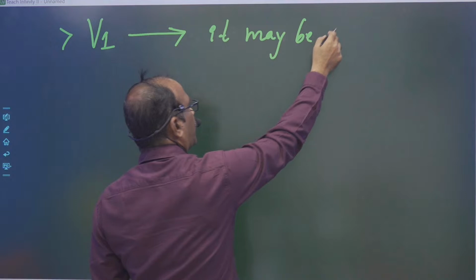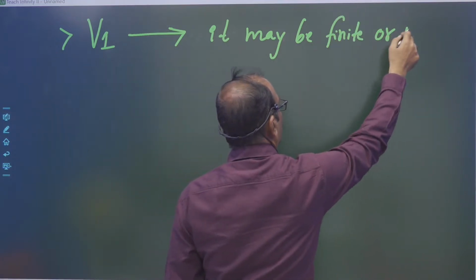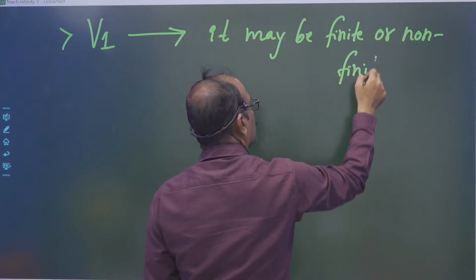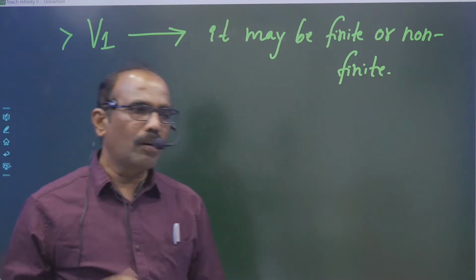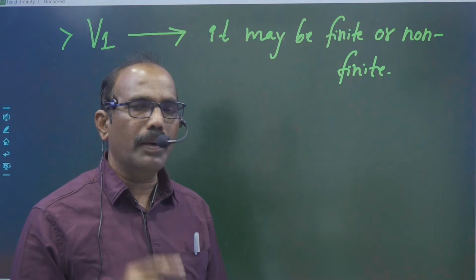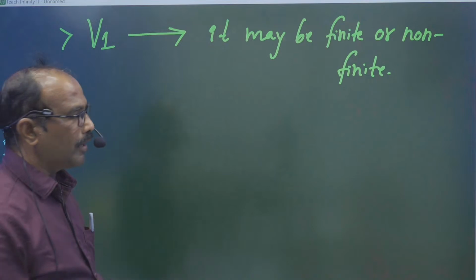It may be finite or non-finite. It depends upon the situation. Verb number 1, it may be a finite verb or it may be a non-finite verb. It depends upon the situation. ಅದು ಏನಾಗಿರುತ್ತೆ? ಸಿಚುಯೇಷನ್ ಮೇಲೆ ಡಿಪೆಂಡ್ ಆಗಿರುತ್ತೆ.